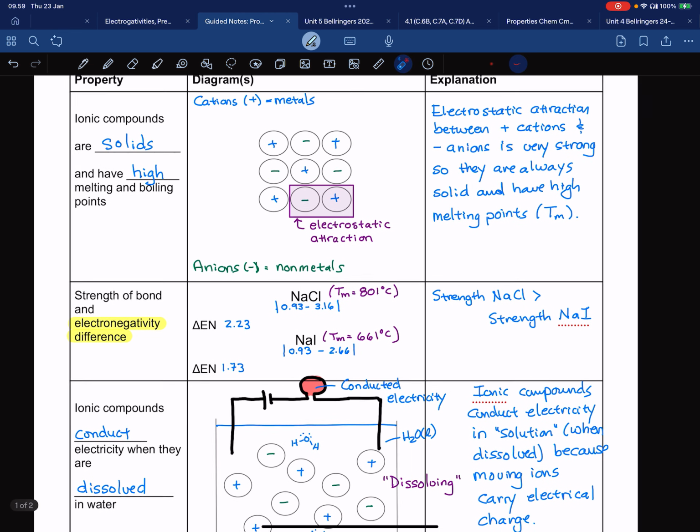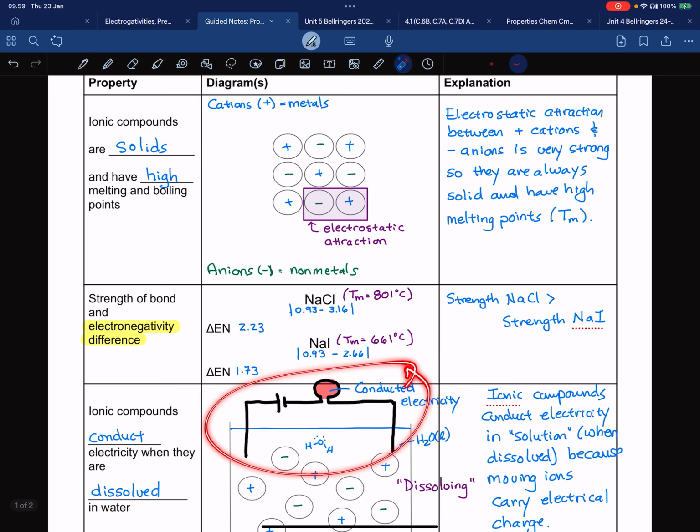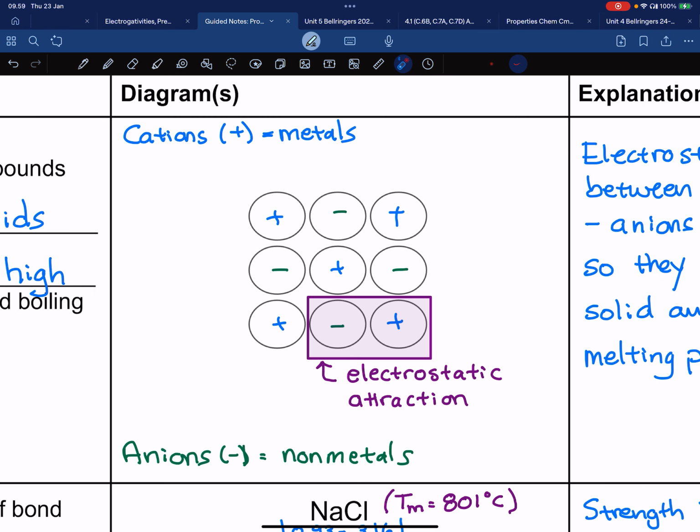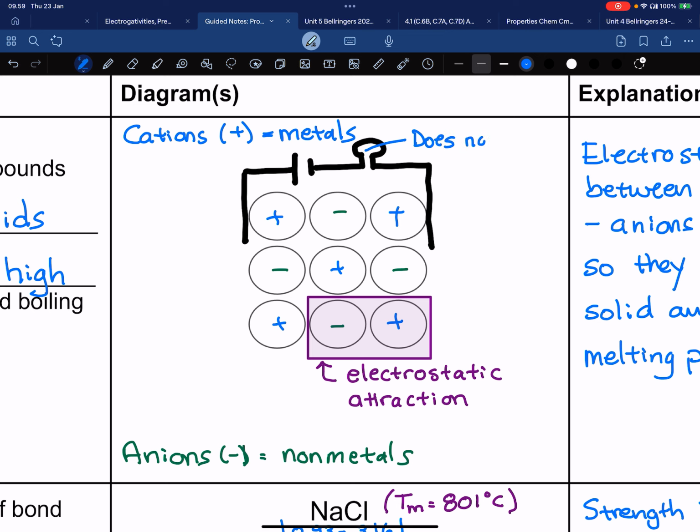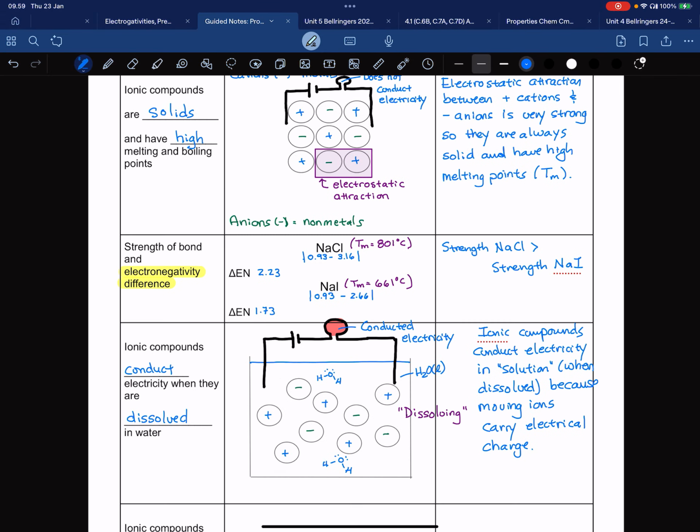If you took that exact same thing and you put it up into the solid, right? So if you were to take the conductivity probe and you were to stick it into the solid with the same battery and the same light, then you would find that it does not light up, does not conduct electricity. And of course, that's what you found in the laboratory as well.